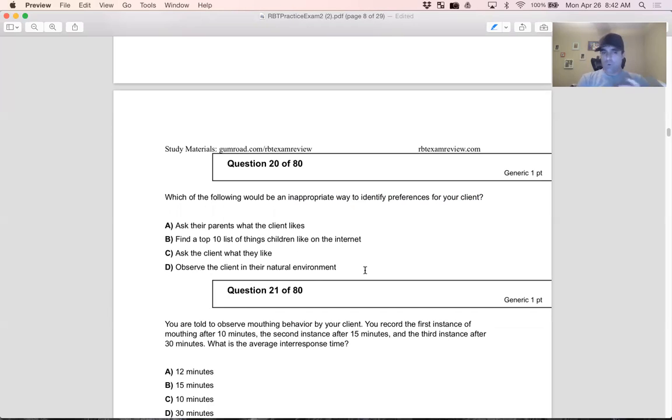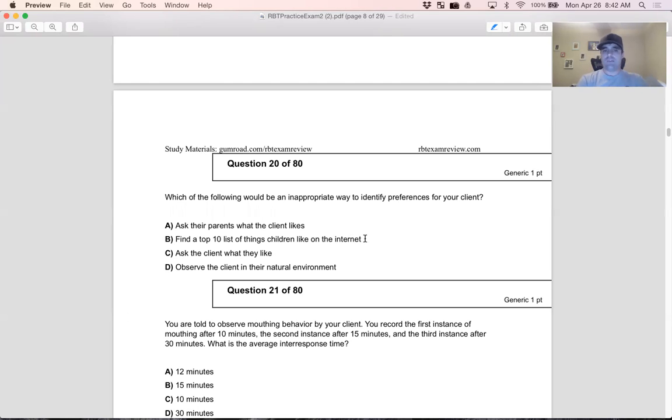Well, D, of course, is perfectly fine. Observing the client is one of the best ways to figure out what they like, especially doing it naturally where they're just free to engage wherever they like. It's a great way to figure out what they like. What about C? Ask the client what they like. Of course. If your client's able to communicate with you and tell you what they like, then please ask them. It's encouraged.